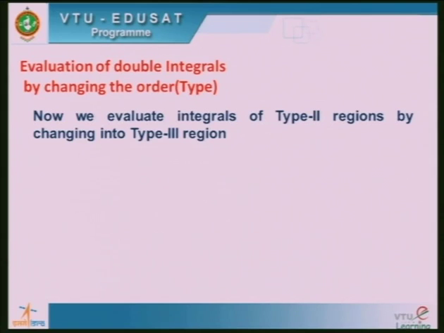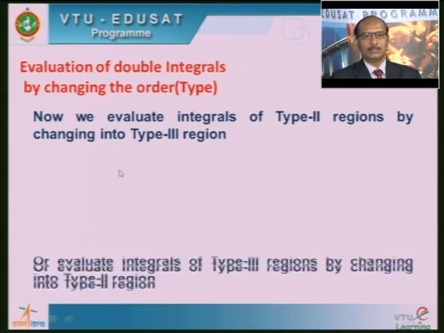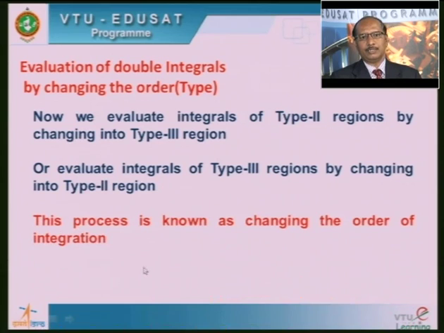Now, we will consider the evaluation of integrals. We can evaluate the integrals of type 2 regions by changing into type 3 regions, or evaluate the integrals of type 3 by changing into type 2 regions. So, whatever region is given, type 2 or type 3, we can easily change it to another region and then evaluate. This process is known as changing the order of integration.